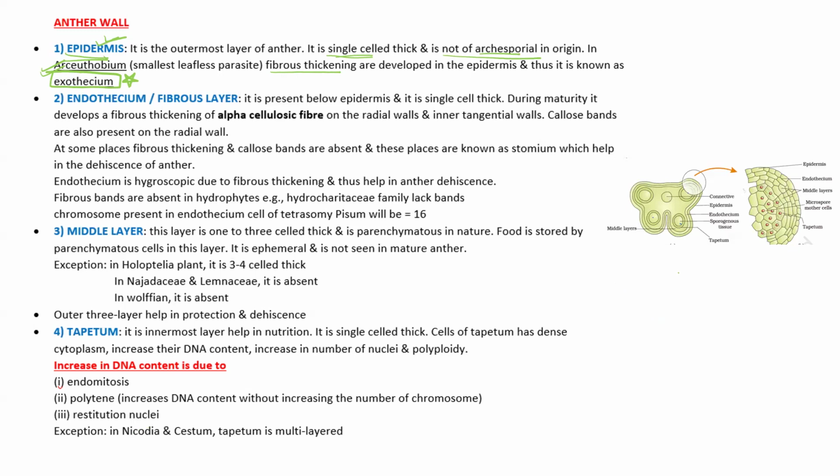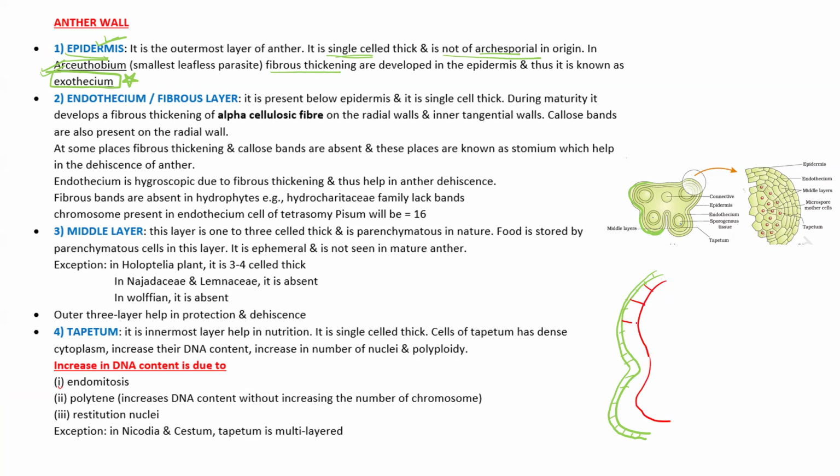Now let me explain the wall layers. I'm taking only this side of the diagram. Please understand, I'll take only this side, okay? So see here, this is the first layer, the epidermis. And then the next layer is the endothecium. This is endothecium.